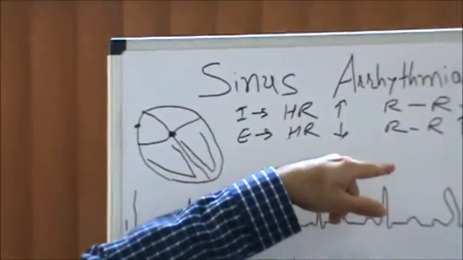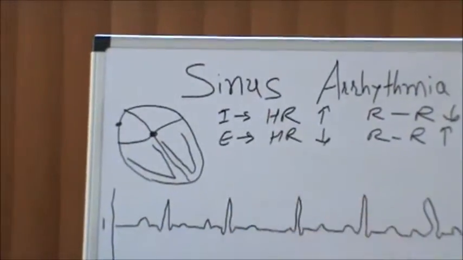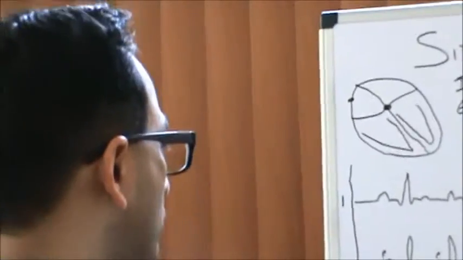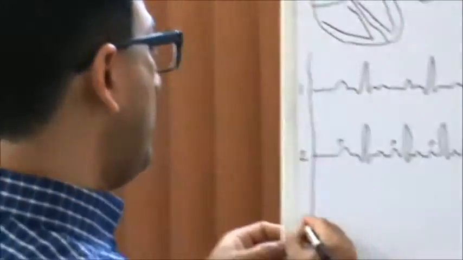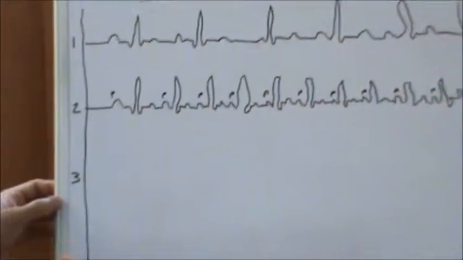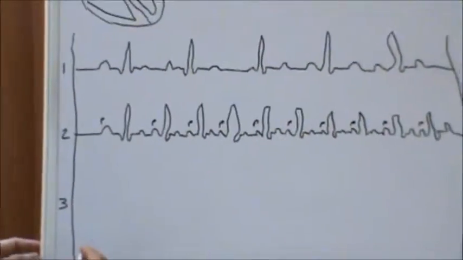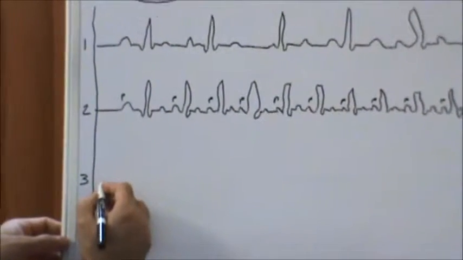So slow heart rate, okay? So when the slow heart rate is there, what happens? We know that the R to R interval will be more. So let's take an example here of sinus brady. So in sinus brady, what happens?